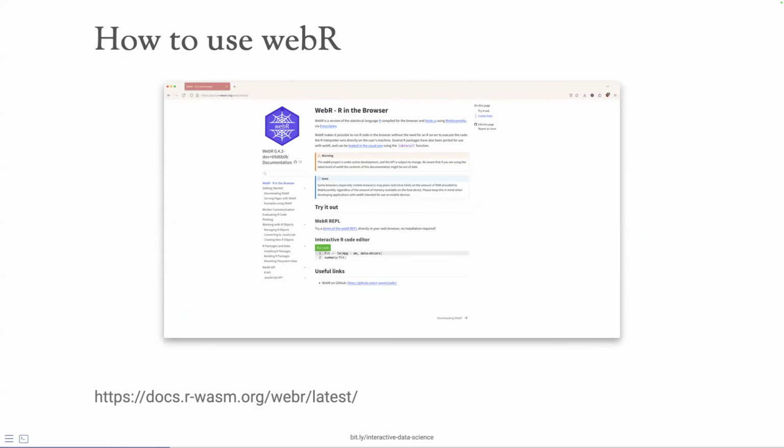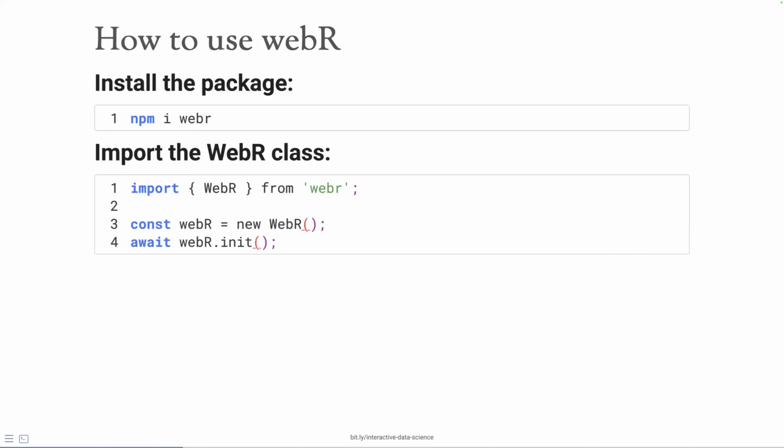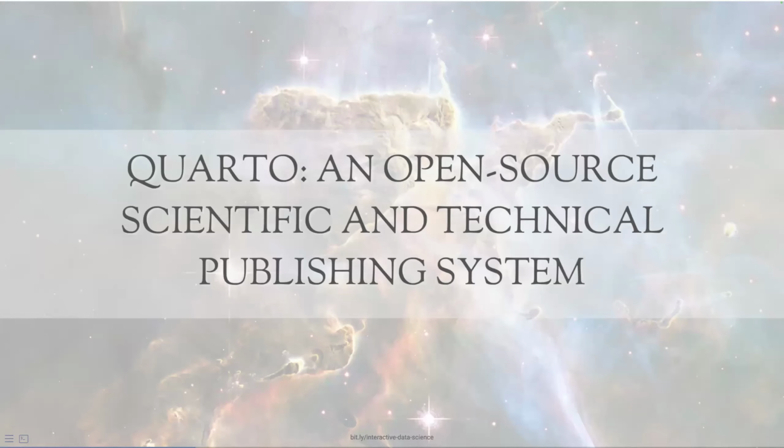In terms of how to use WebR, if you go to the WebR documentation linked here, it's very robust and very detailed. But if you're like me, you look at the front page and it says install the package npm i webr. And you're like, okay. And then import the WebR class, and it has this. And then you realize, oh, this is JavaScript. So what if you don't know JavaScript like me? WebR does aim to be as quick and easy to use for those who do. But if you don't, what options do you have? And that is where Quarto comes in.